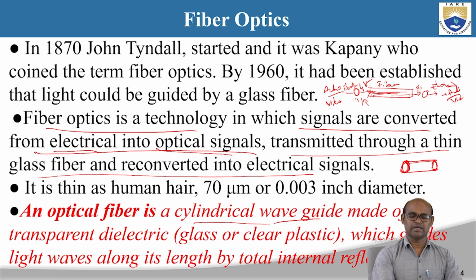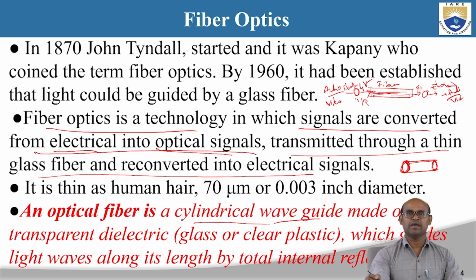Dielectric material, you can take it as a glass or clear plastic, and this optical fiber is going to guide light waves along its path by total internal reflection. Right? So optical fiber is in the form of a cylinder, and it is made up of dielectric material. So you can use glass material, or you can use plastic to fabricate this optical fiber in the form of a cylinder.